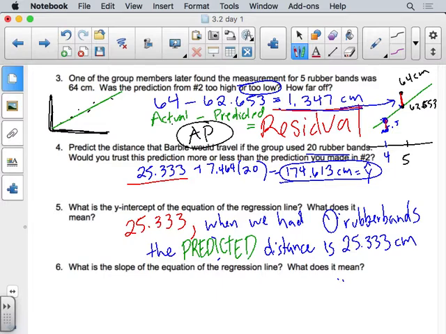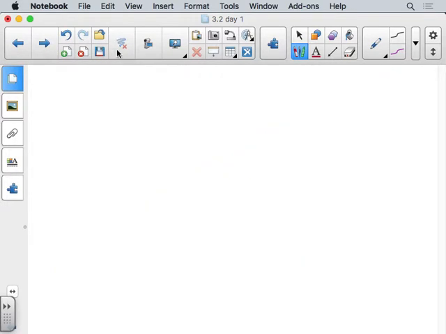So the slope of the regression line, I'm running out of room, so I'm going to go to my other page here. The slope was that 7 number, 7.464. And what does that value mean? 7.464 centimeters. Anyone have a good answer on that one? How much increases each time the distance?